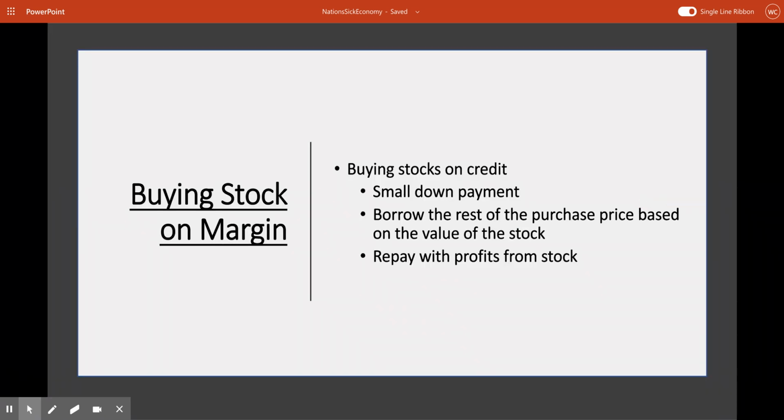Cause number two was buying stock on margin. When you buy stock on margin, essentially you're purchasing stocks on credit. The idea is that you would put down a small down payment, then you would borrow the rest and plan on paying the rest of it back as your stock makes profit. So buying on the margin was how most middle and lower income people bought stocks during this time. That was the only way they could really afford to do it.